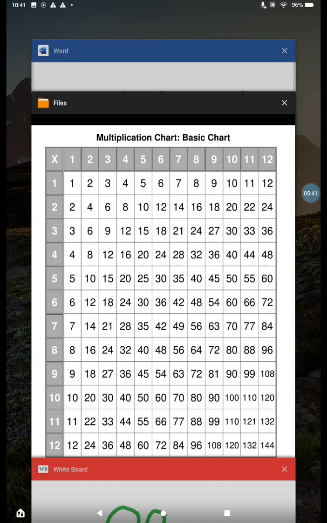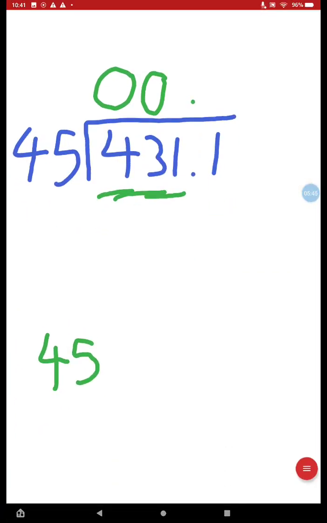5 times 8 is 40. Let's try 9. So let's do 45 times 9. And we're just checking, 5th grade, to see if it works. Okay, let's do the two-step.